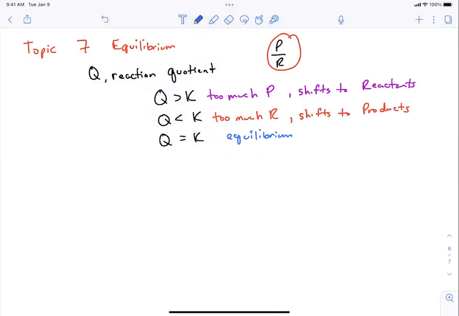So the way you minimize what you memorize here is just remember that Q and K are both products over reactants. Q can change, K can't. So when you think about that, you can just make up numbers and plug it in there to represent your problem and see which way I need to shift. Do I have too much numerator? Do I have too much denominator? And then shift to make those values match. That's the way you want to think about that. They're both fractions. You want to shift the values to make the fractions match.